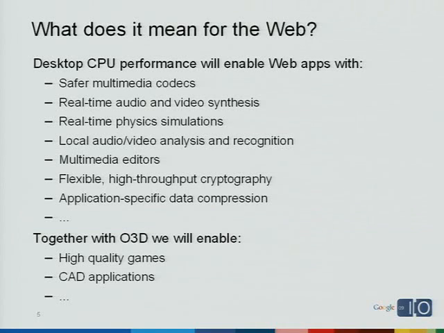What are the new things that we think Native Client will enable? Well, as an example, by giving this CPU performance, making it available in web applications, we think we can enable safer multimedia codecs. You'll be able to have a multimedia codec that's embedded in a safe environment instead of running as unconstrained native code.